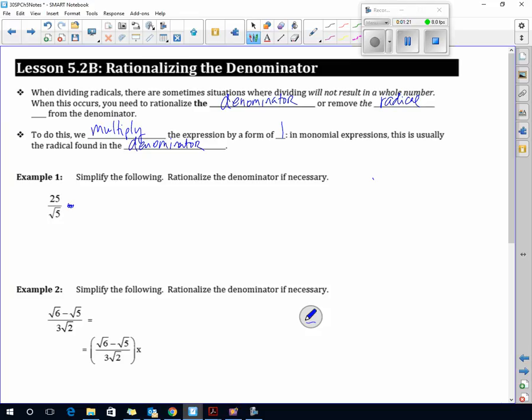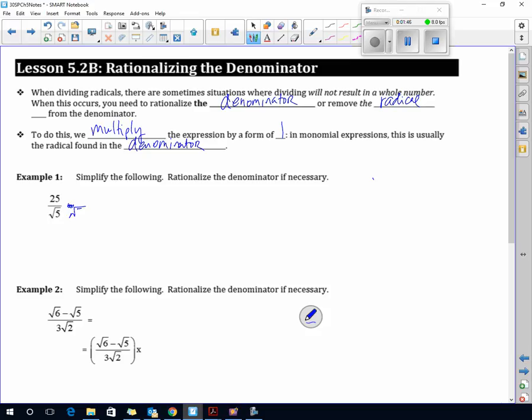So what would the form of 1 be in order to square root 5? What would be the form of 1 in order to square root 5? Now let's just square root 5. How do I do that? Multiply it by root 5. I can't just do that. So what do I do to the top then? Multiply it by root 5.